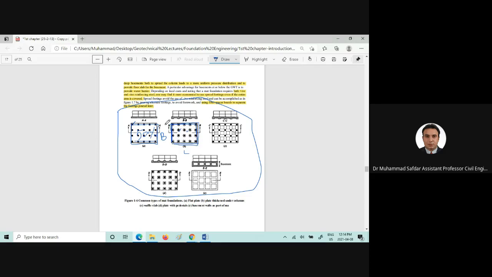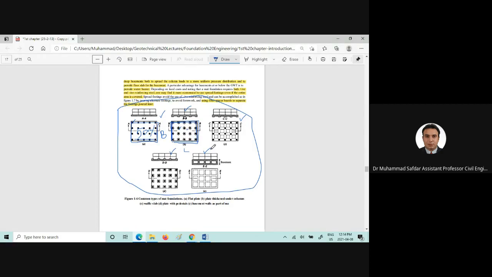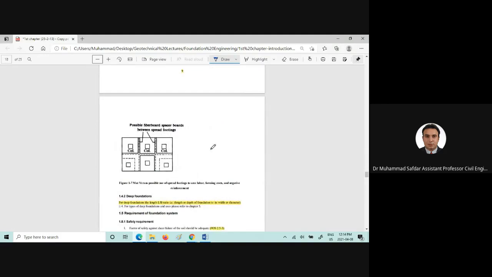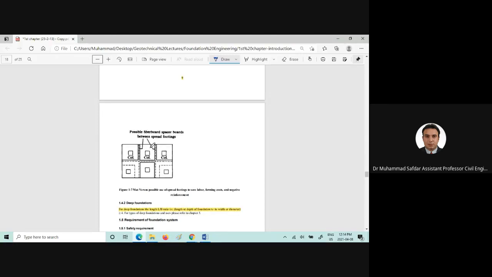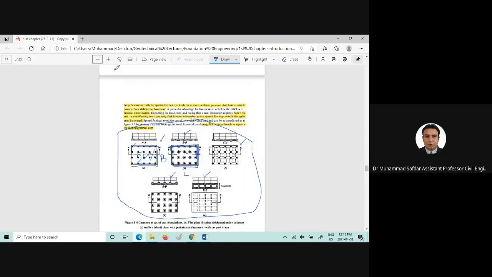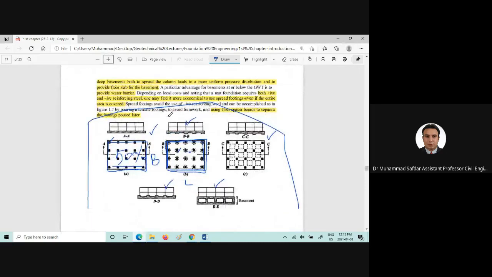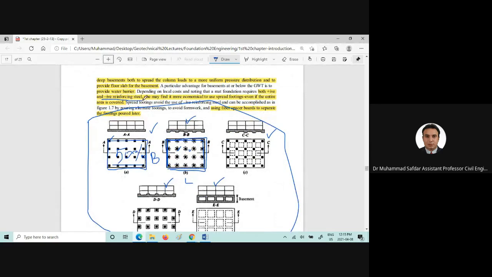Now there are different types of mat foundations which you can construct. For example, the flat plate, the flat plate thickened under the columns here, and also the waffle slab, flat with pedestals, and basement walls can also be part of the mat. So these are different scenarios which we can go for in the foundation designs. Sometimes it's very difficult and uneconomical to provide the raft beneath the foundation because it requires lots of positive and negative reinforcement. So these are the negative reinforcement which you need to provide for countering the movements which are created in the mat foundations.